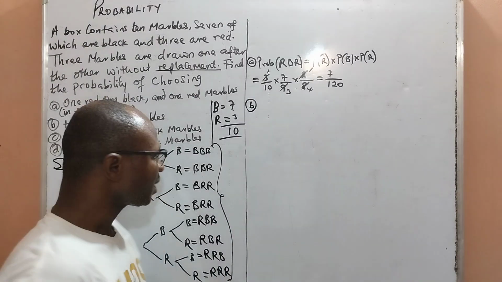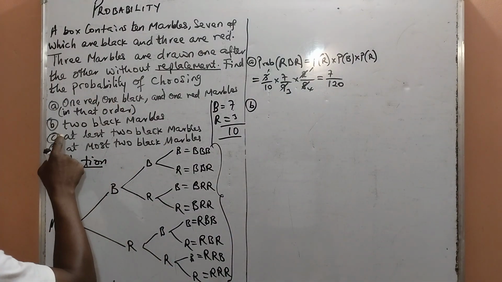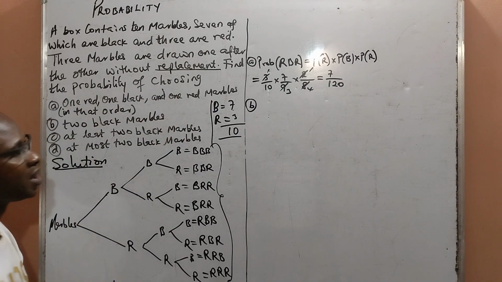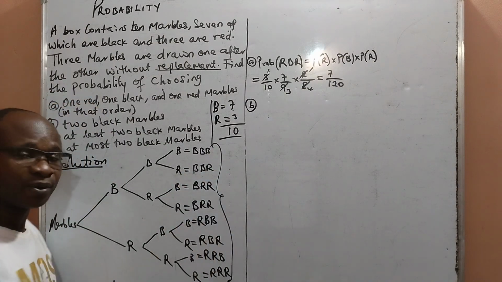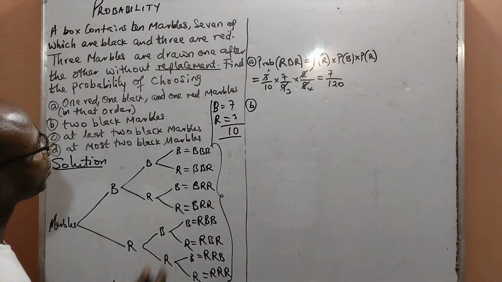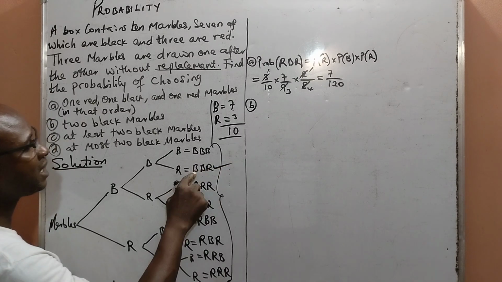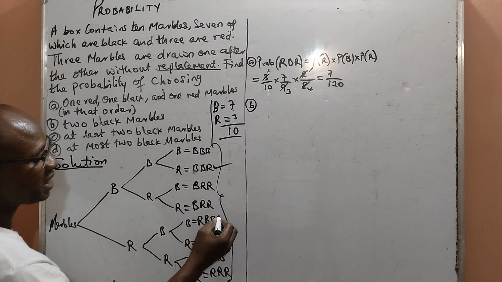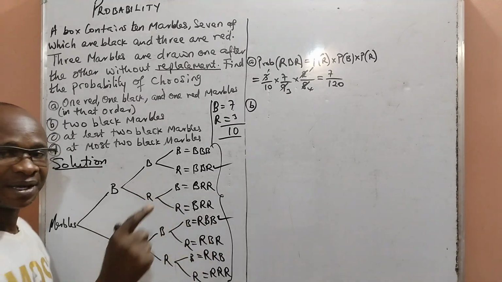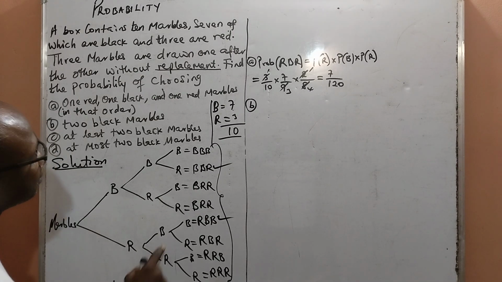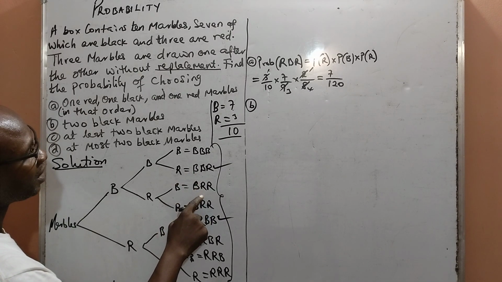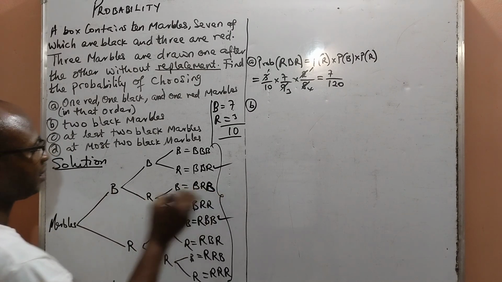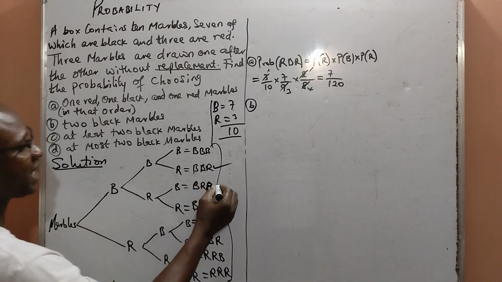Question B. Very good. I am asked in the question to find the probability of choosing from the bag 2 black marbles. If you look at the sample in the tree diagram, you will see that we have 2 black here: black, black, red. We also have 2 black here: red, black, black. And again, black, red, black.